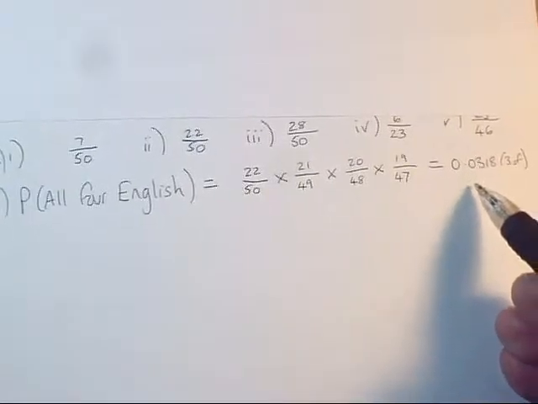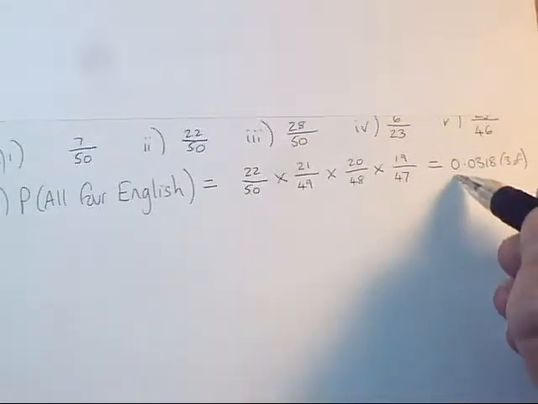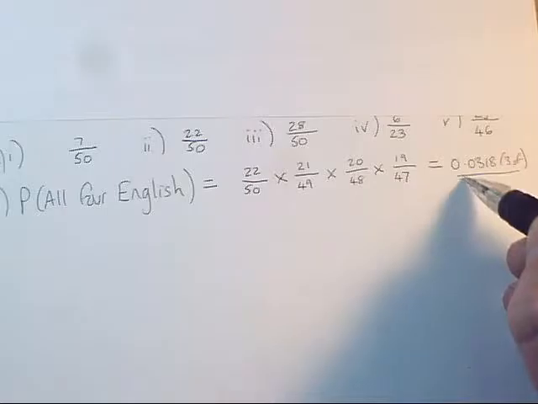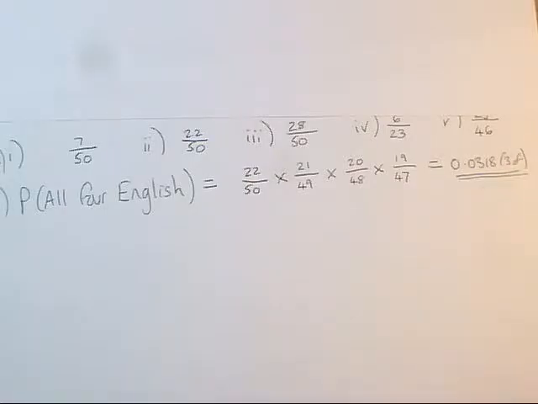And my calculator's just told me that the answer is 0.0318 to 3 significant figures. Always go to at least 3 significant figures.